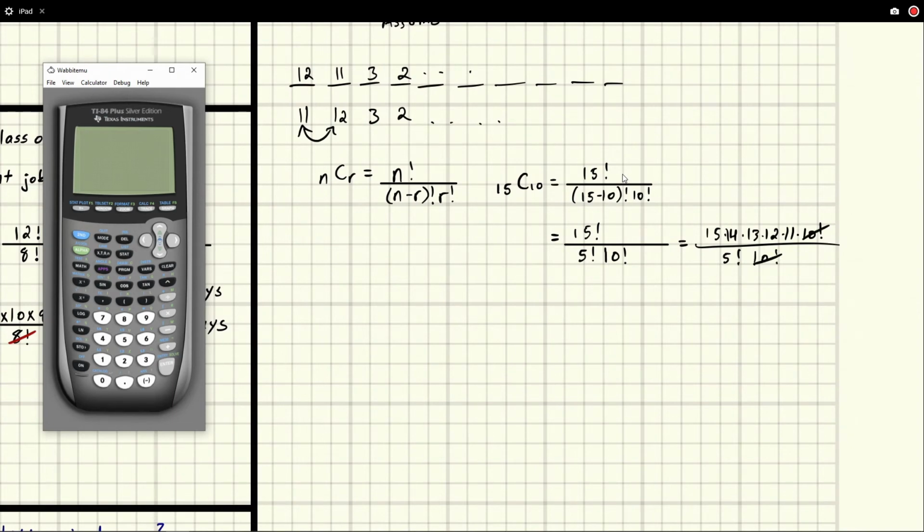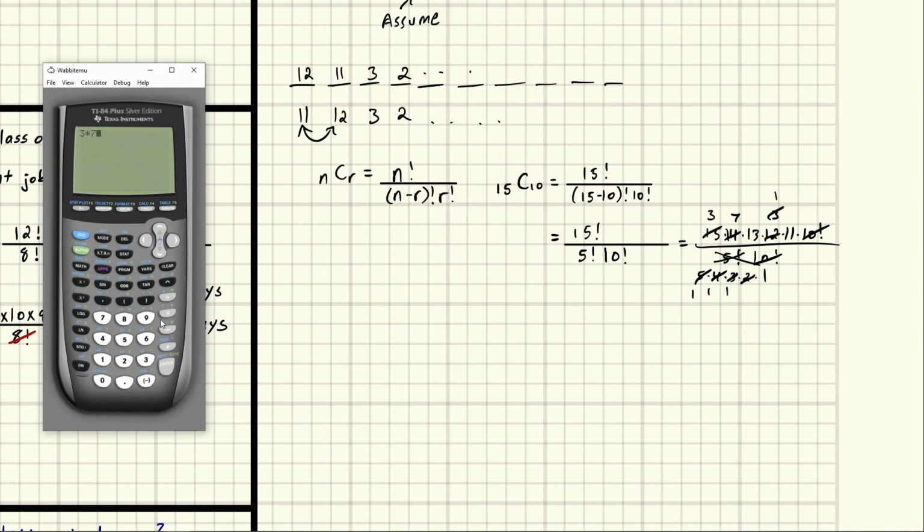5 factorial is really 5 times 4 times 3 times 2 times 1. 5 simplifies with 5. This becomes a 3. 4 simplifies with 12. This becomes a 3. These become 1s. 3 simplifies with 3. They both become 1s. 2 simplifies with 14. This becomes 7. And we've effectively eliminated the 5 factorial. And we're left with 3 times 7 times 13 times 11. So 3 times 7 times 13 times 11. And we're left with 3,003 ways.